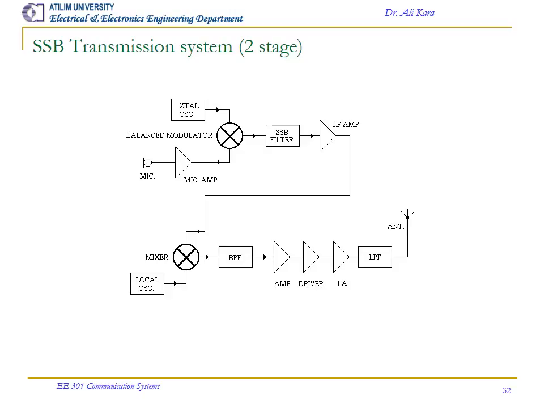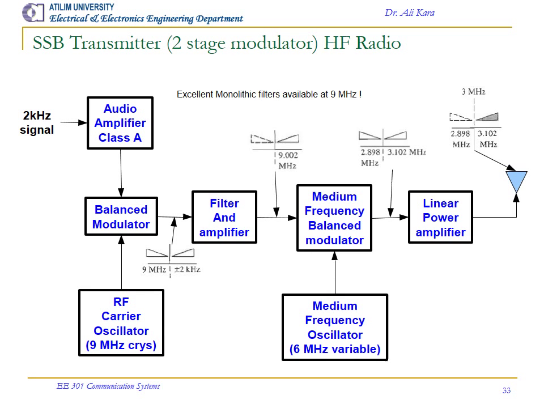SSB transmission system, two-stage. SSB transmission in two stages is done as shown in this block diagram. SSB transmitter, two-stage modulator, HF radio. SSB transmitter with two stages is denoted here with the depiction of the signal spectra at some stages. Excellent monolithic filters are available at 9 MHz, so the implementation of this block diagram is quite handy.